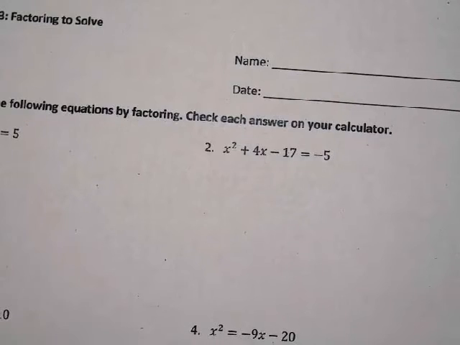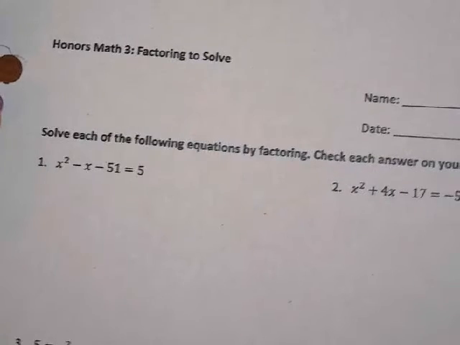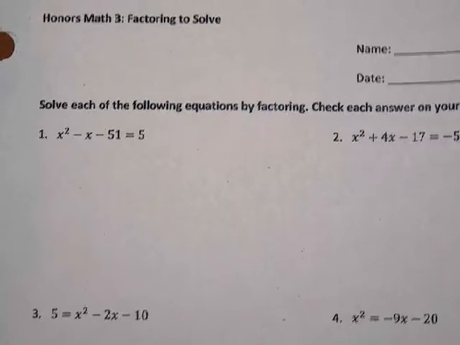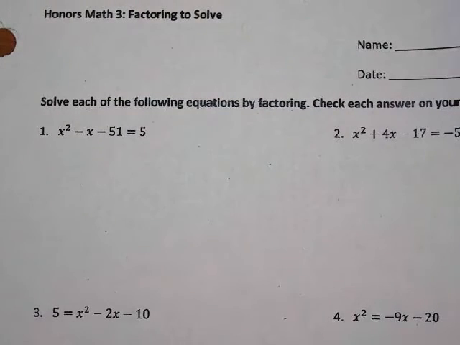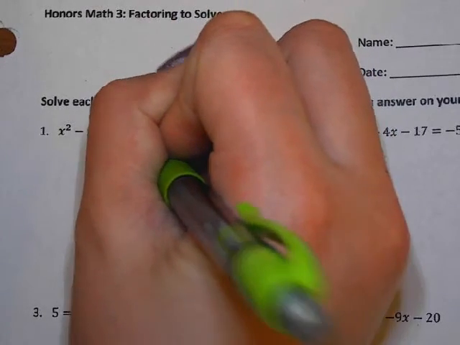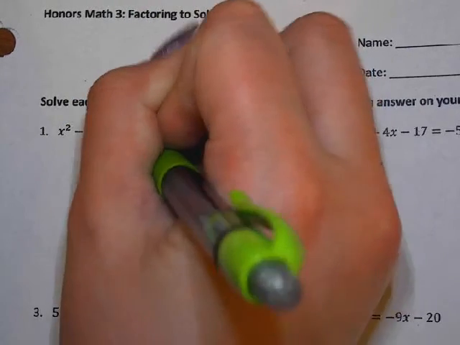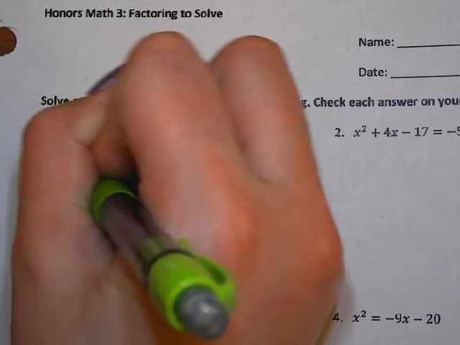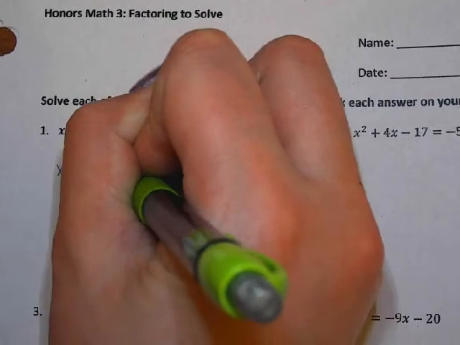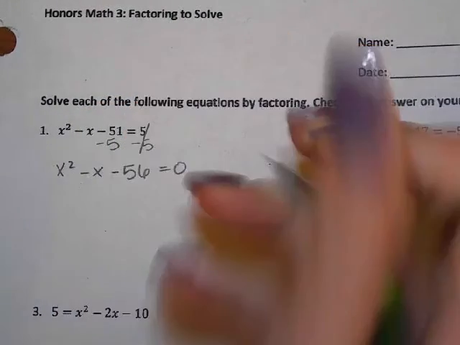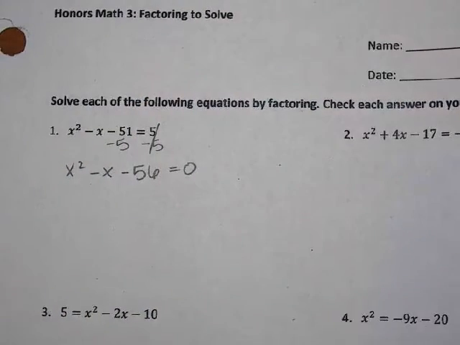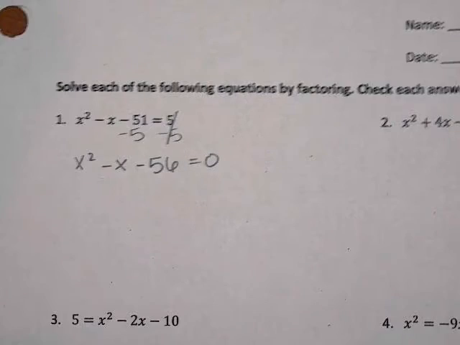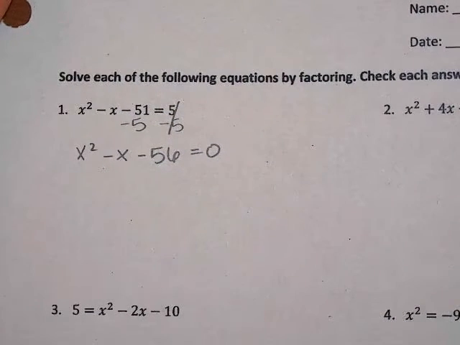All right. First problem, we are going to factor to solve. What does it have to equal before we get started? 0. So what should I do? Subtract 5. And it's a trinomial. There's 3 pieces.